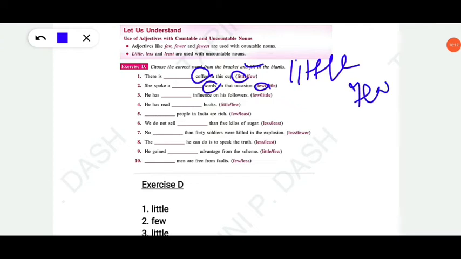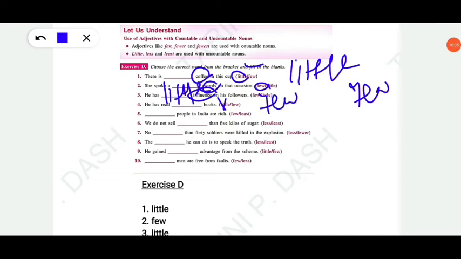Then next here, he has a dash influence on his followers. So he has little influence. This is an abstract noun. Okay, uncountable noun. So you have to use little, not a few. Okay, little. Then next, he has read dash books. Few books. Books is a countable noun. So you have to use few, not a little.